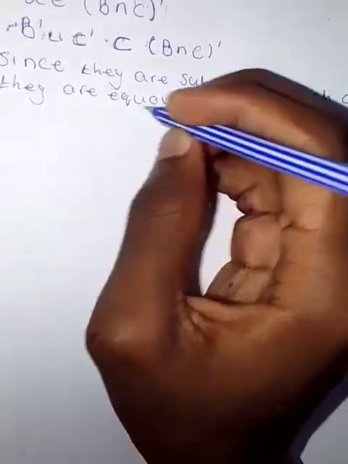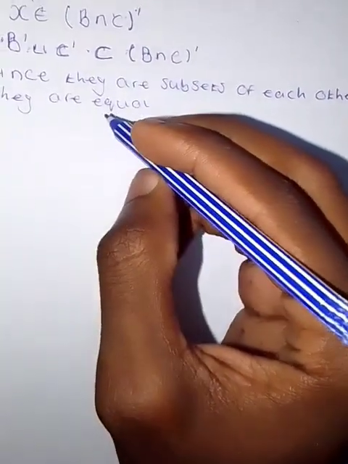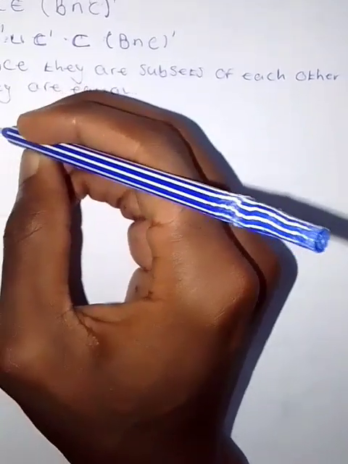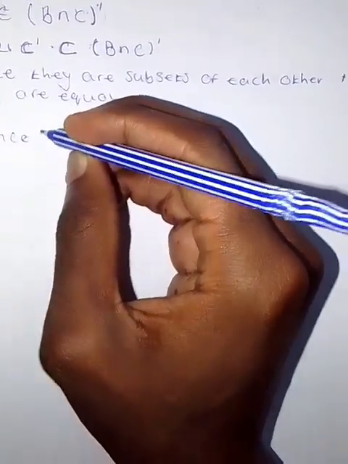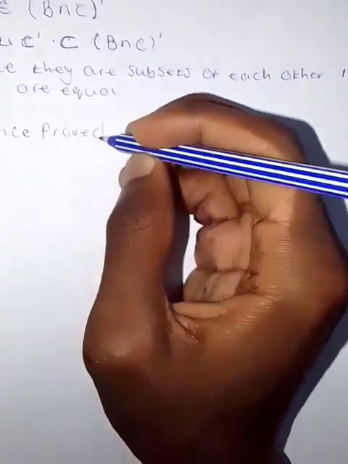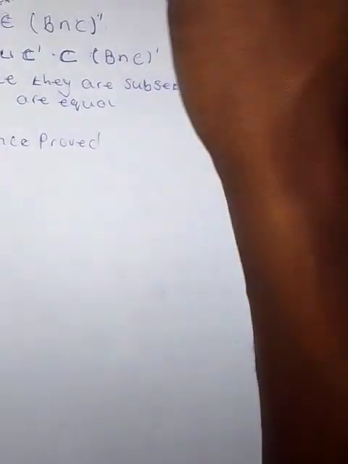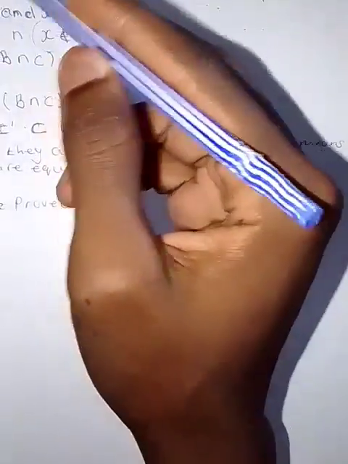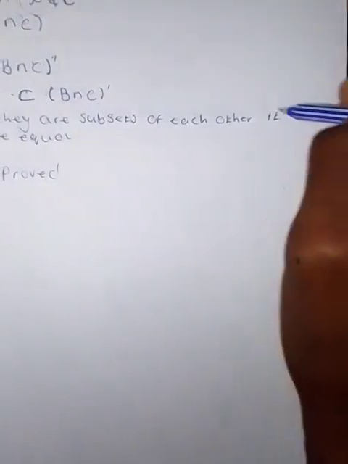So since they are subsets of each other, it means they are equal. You can even say hence proved. So this is what is called the arbitrary method. These statements don't matter as long as you've shown the two parts, as long as you've reached A and you've also shown that the left hand side is a subset of the right hand side. These statements you can just write to make everything appear sensible.